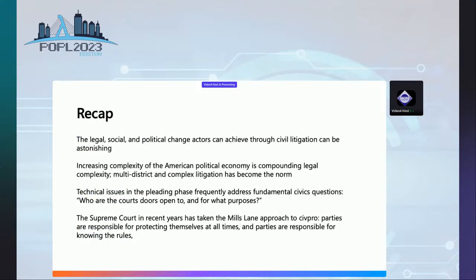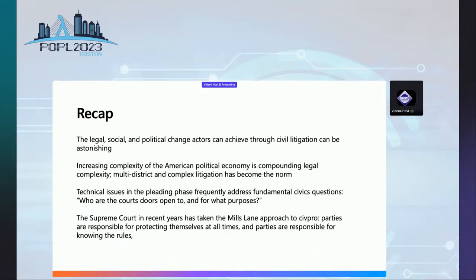So just to recap really quickly, civil litigation is extremely powerful. If you look at the kinds of things that people who are active a lot in civil courts can achieve, it can be pretty breathtaking. The complexity of the system that we live in is actually ramping up. Just the direction our political economy is taking means that things are getting more complex. Multi-district and complex litigation has now become the norm in federal courts.